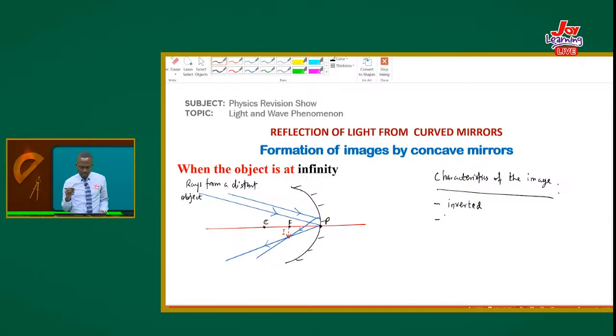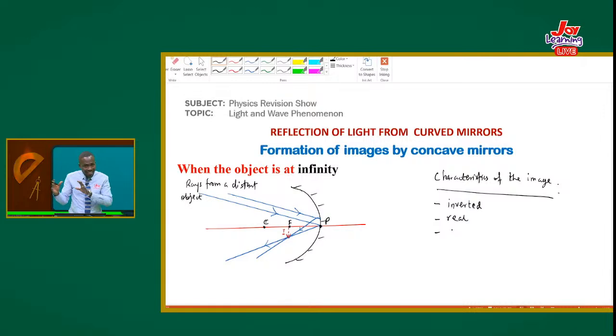Number two. The image is formed in front of the mirror. Whenever you have ray diagrams with spherical mirrors forming images, and the image is in front of the mirror, that image is a real image. So the image is real. Now, if the mirror is able to form an image of an object from a very far distance that we cannot see, then it must be a huge object.